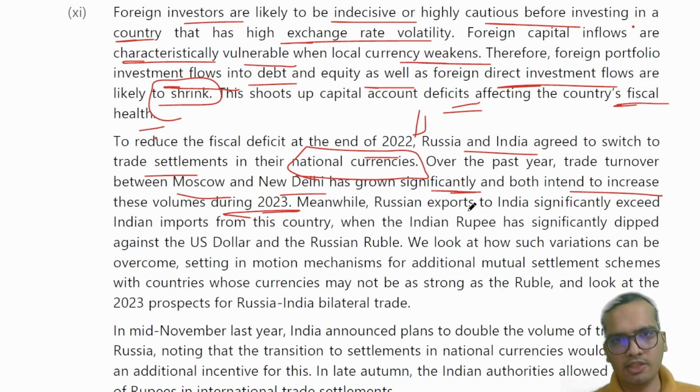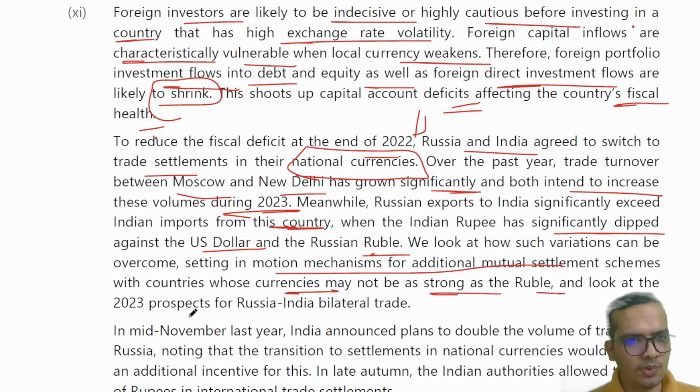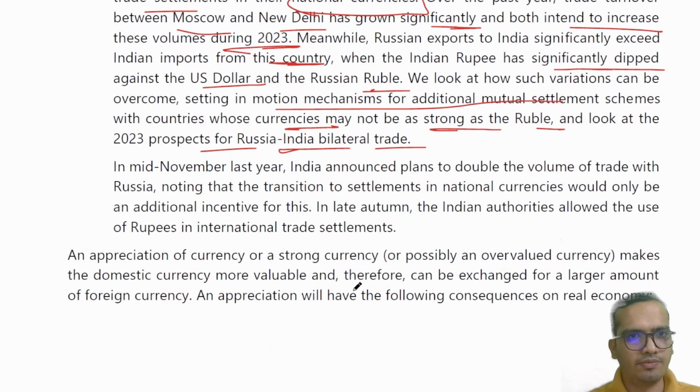Meanwhile, Russian exports to India significantly exceed Indian imports from this country, when the Indian rupee has significantly dipped against the US dollar and the Russian ruble. We look at how such variations can be overcome, setting in motion mechanisms for additional mutual settlement schemes with countries whose currency may not be as strong as the ruble, and look at the 2023 prospects for Russia-India trade settlement.